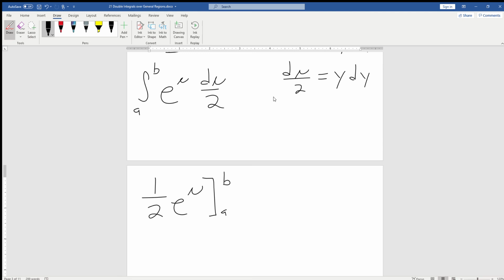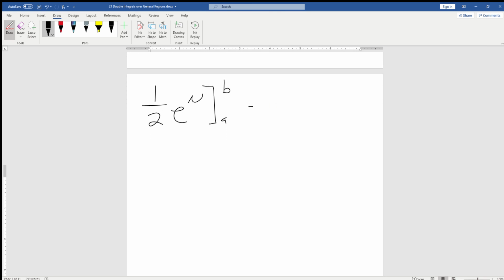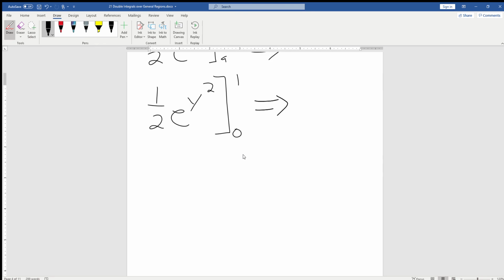We're going to back substitute for u. So this becomes 1/2 e to the y squared. Recall that u was y squared. Recall that the bounds of y were from 0 to 1. At this point, we're going to use the fundamental theorem of calculus. We have 1/2. We're going to substitute 1 in for y. So e to the 1 squared. We're going to substitute 0 for y. So we have 1/2 e to the 1 squared minus e to the 0 squared.